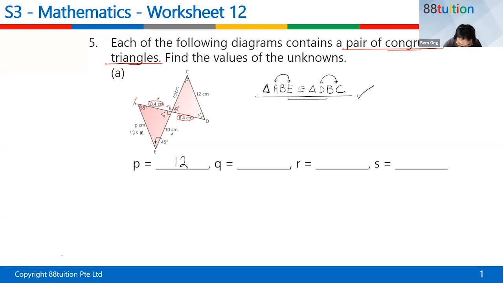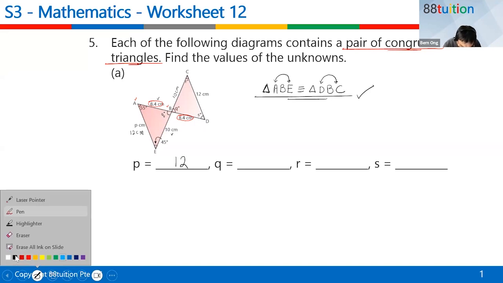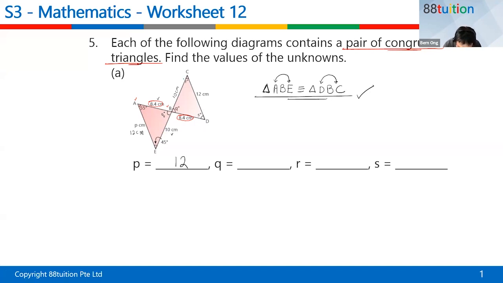Another one. Angle Q, angle R. Let's talk about angle R down here. Angle R is represented by angle DCB. Angle DCB. Can you see the flow? So DCB is the same as AEB.